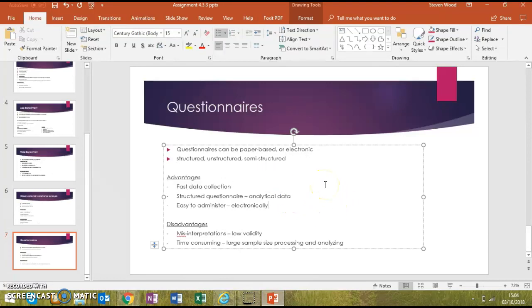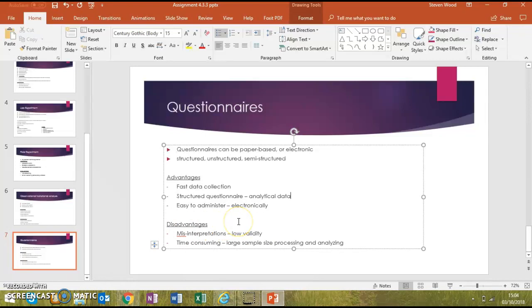An advantage to questionnaires is fast data collection. A structured questionnaire can also have analytical data that can be analyzed in numbers, and it can then be generalized to the public. It's also easy to administer questionnaires. You can either have them paper-based, like I said, or electronically, where you just send them out.